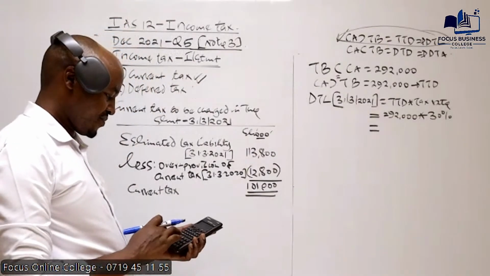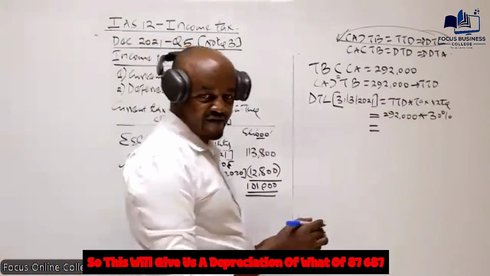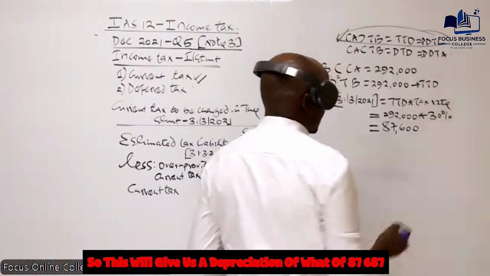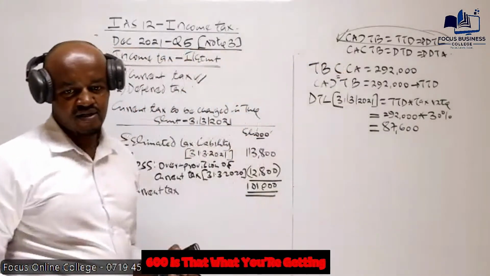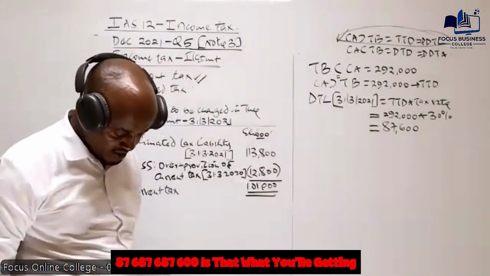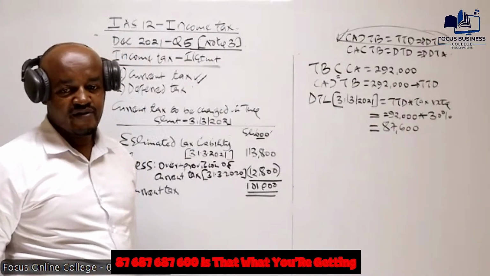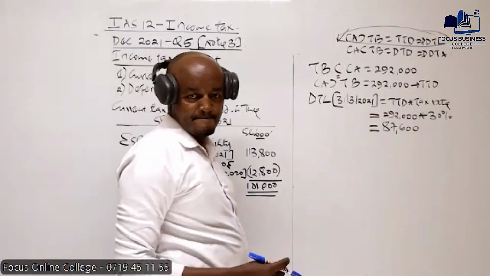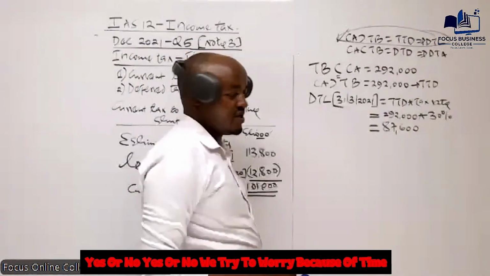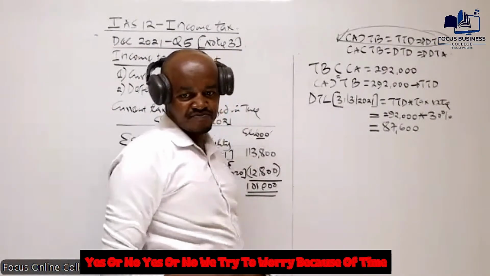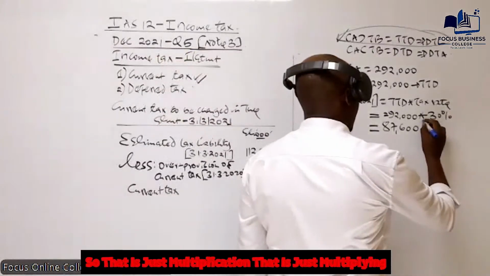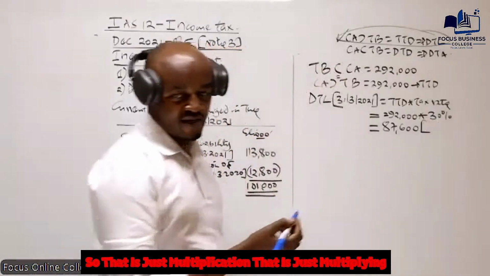This will give us a deferred tax liability of 87,600. Is that what you're getting? Yes or no? We try to hurry up because of time. That is just multiplication.